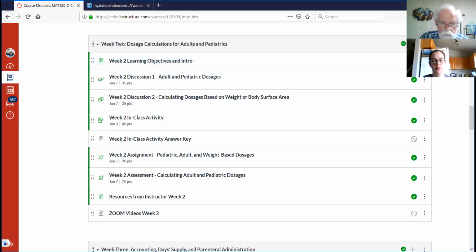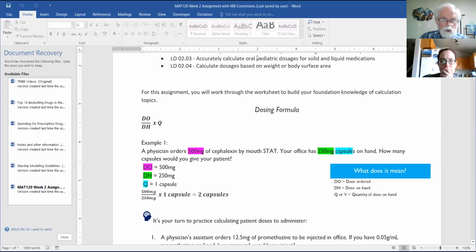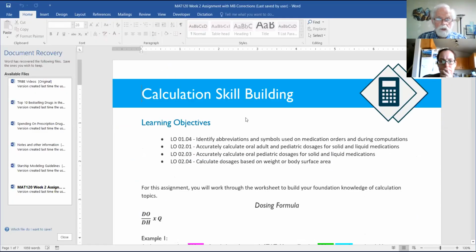And I'm going to bring up this week's assignment. All right. So this week's assignment is going to have the title of calculation skill building. That's what we're going to be doing the rest of the mod.